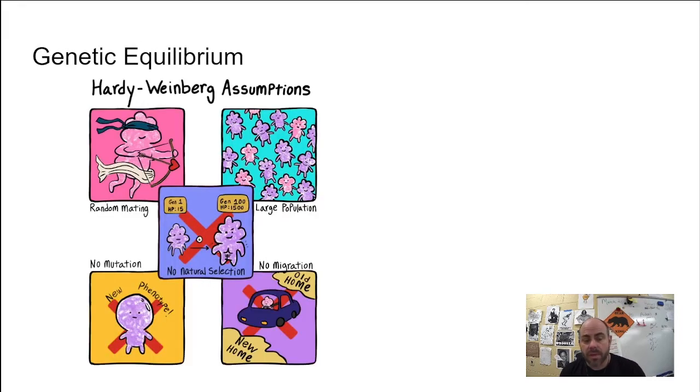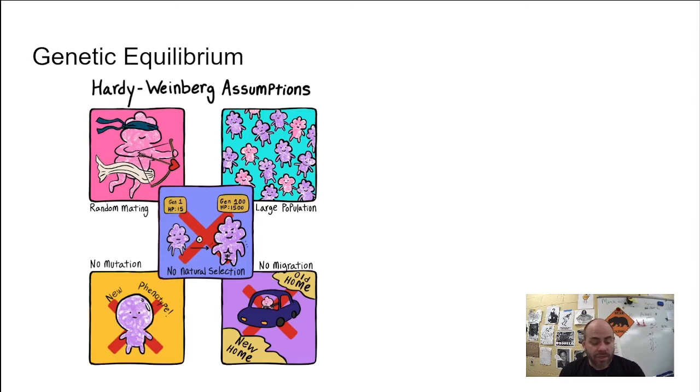What are they? There's 5. First is random mating. What does that mean? That means that there's no reason that one mate would choose another, that all mates are equally viable, and so the choice of a mate is random. Population must be large, so that any change in that population is imperceptible, right? A smaller population is going to detect change easier.